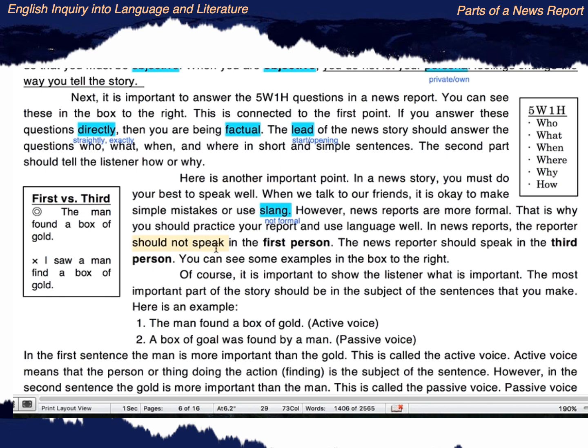In news report, the reporter should not speak in the first person. First person. This is a grammar word. Okay, let's mark this down. The news reporter should speak in the third person. Let's mark this down as well. You can see some examples in the box to the right. To the right? There's no box to the right. It's in the left. To the left and not to the right. So let's change this to left. Okay. Left.